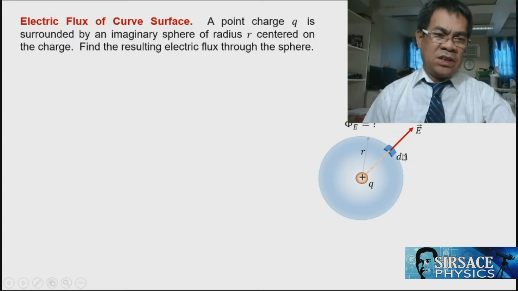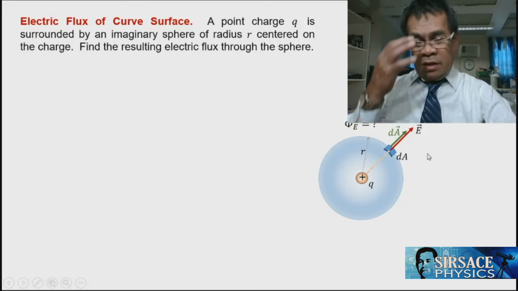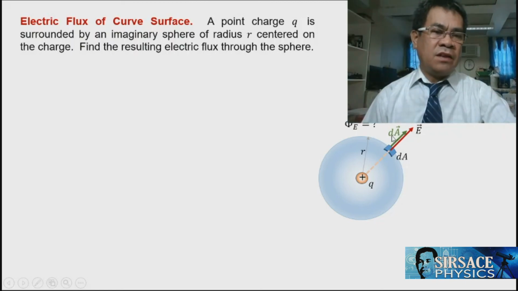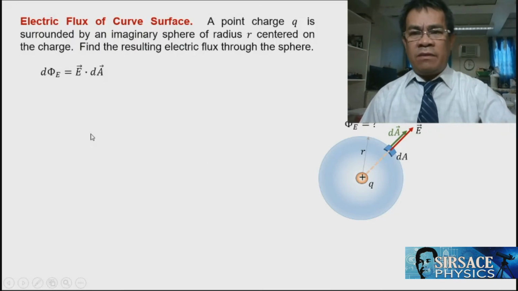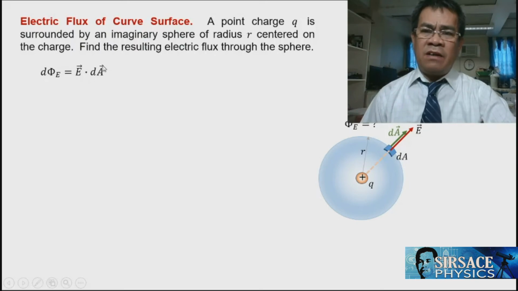We can say that this is no longer a curve. This is a flat surface because this is a very, very small area. Normal to that is the area vector, the differential infinitesimal area vector. So we can use the formula before. We take the dot product of the vector E with the infinitesimal area vector. This is now the definition of the flux.